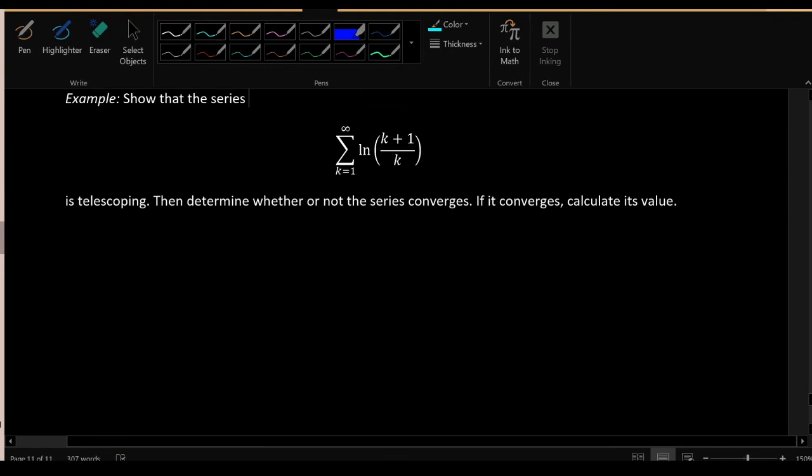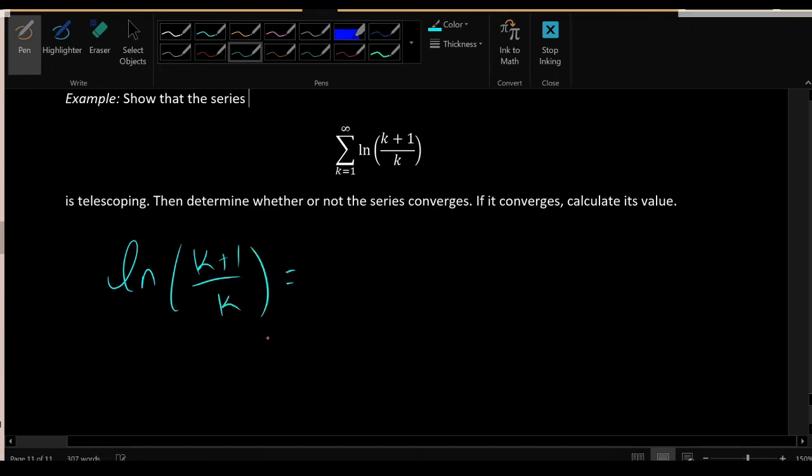For a final example of a series that is telescoping, even though it may not seem like it at first, let's consider the series where we're taking the sum of the natural log of (k plus 1) over k as k goes from 1 to infinity. Once again, let's see if we can rewrite the formula for our sequence so that it might have the potential to have some cancellation. This can be rewritten as natural log of the numerator minus natural log of the denominator.